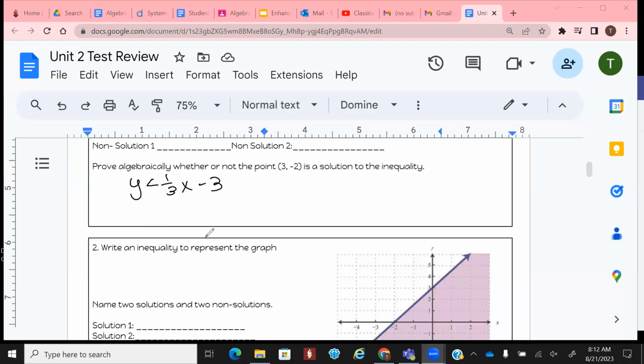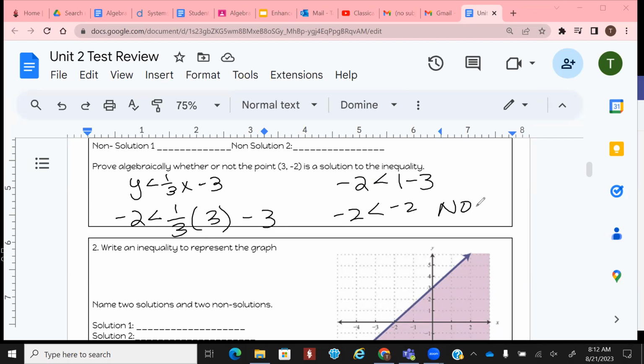So when I plug in 3, -2, that means I'm going to have -2 is less than 1/3 times 3 minus 3. Well, 1/3 times 3 is 1. And we can keep -2 on this side. This will give me 1 minus 3. 1 minus 3 is -2. So ask yourself, is -2 less than -2? No, they're equal, right? But that doesn't have this little symbol right here. So this is not a solution.